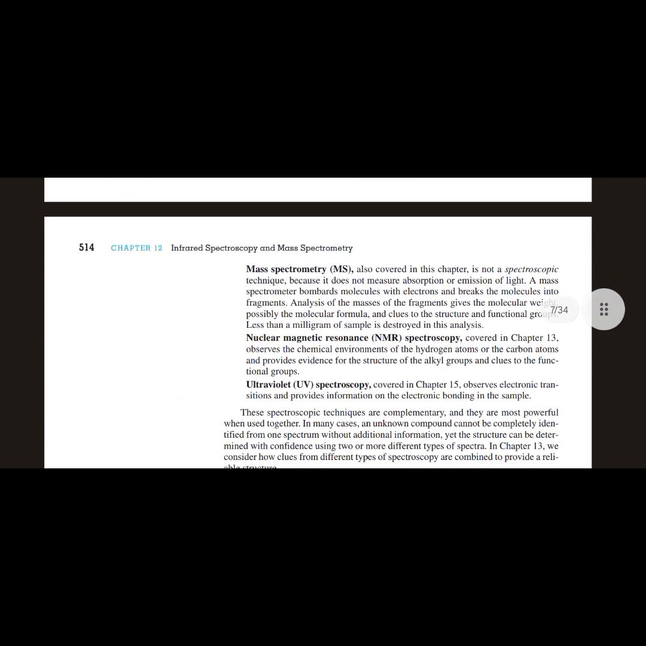Mass spectrometry. Mass spectrometry, also covered in this chapter, is not a spectroscopic technique because it does not measure absorption or emission of light. A mass spectrometer bombards molecules with electrons and breaks the molecules into fragments. Analysis of the masses of the fragments gives the molecular weight, possibly the molecular formula, and clues to the structure and functional groups. Less than a milligram of sample is destroyed in this analysis.